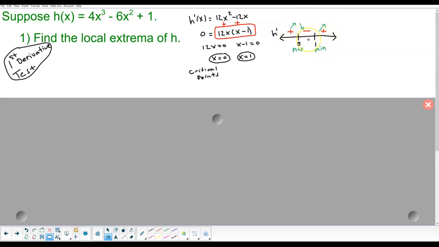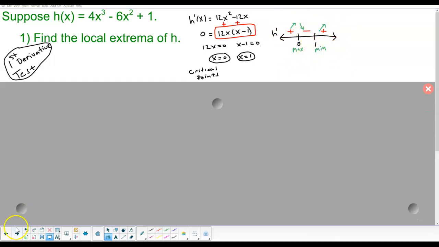Now remember, sign chart is not our answer. We have to justify that, so write out our solutions. Pay special attention to the way that we write our answer. So I know that there's going to be a maximum at 0, but what is the maximum? What happens when I plug 0 back into the original function? Notice I end up with 1 as an output.